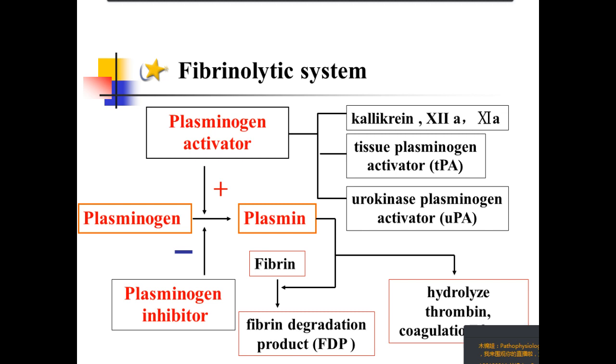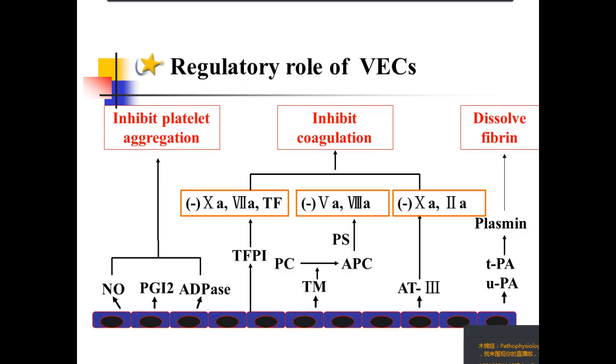Understand? Now we have learned the coagulation system, the anticoagulation system, and the fibrinolytic system. Now the next we will learn. We have learned platelets. Next we will learn VEC, vascular endothelial cells. Understand? Now, the function of VEC. What function?